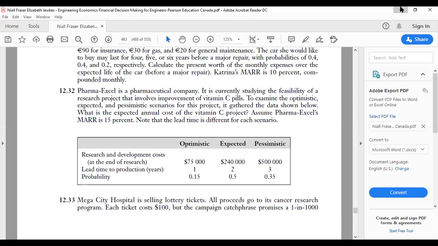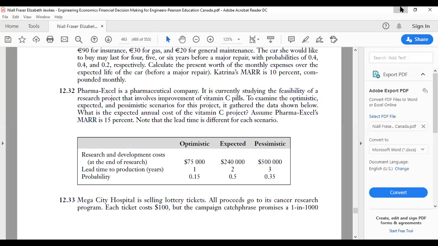I got three different expected values that I then used to find the annual cost. So I have my optimistic value, which would just have been the 75,000, right? Because there's no lead time. Then for the second scenario, it would be 111,000. And for the third scenario, about 143,000. So did you get those numbers? I just did them all together.